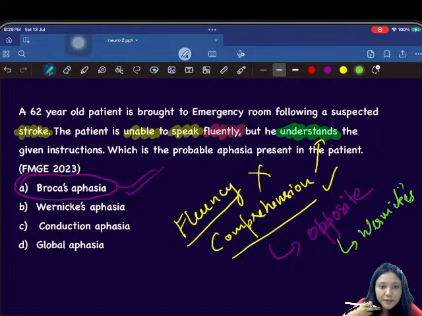If the person is not able to speak fluently, fluency is gone, comprehension is there, understanding is there, but he is not able to speak, that is, just imagine yourself as a student. Imagine yourself as a student in the viva exam. If you are a student in the viva exam, you are understanding the question, but you are not telling the answer fluently, you are muttering, giving random answers here and there. Just think about yourself, that is Broca's aphasia.